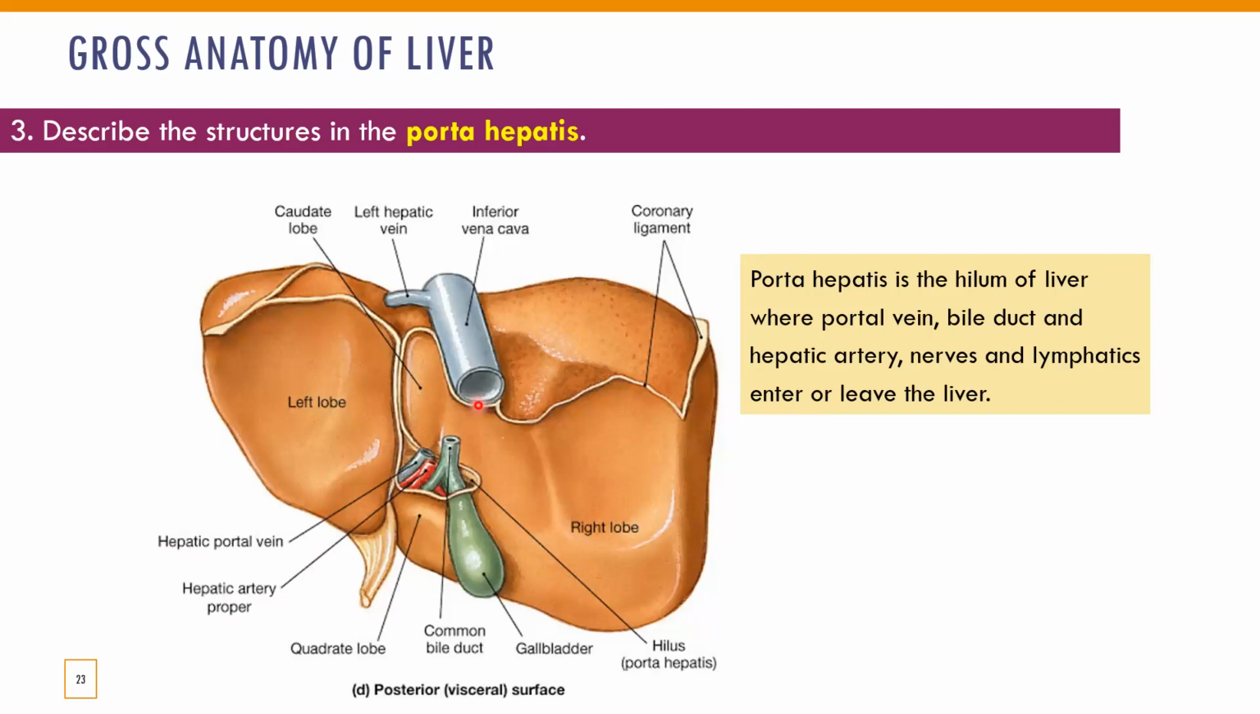Now we go to the porta hepatis. The porta hepatis is the hilum of the liver. So this is the hilum of the liver: the portal vein, the bile duct, the hepatic artery, and nerves enter the liver. So this is the porta hepatis of the liver.